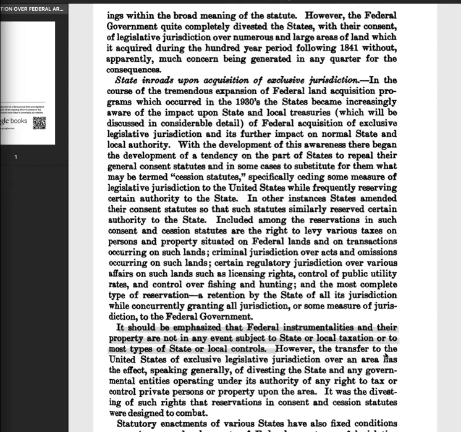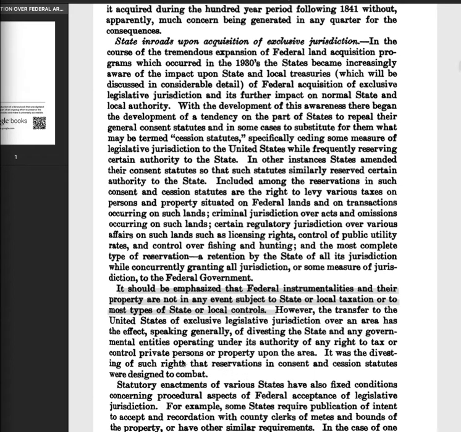Okay, but it says, however, the transfer to the United States of exclusive legislative jurisdiction over an area has the effect, speaking generally, of divesting the state and any governmental entities operating under its authority of any right to tax or control private persons or property upon the area. It was the divesting of such rights that reservations and consent and cession statutes were designed to combat.